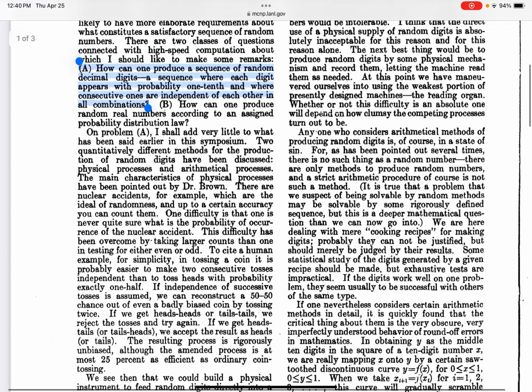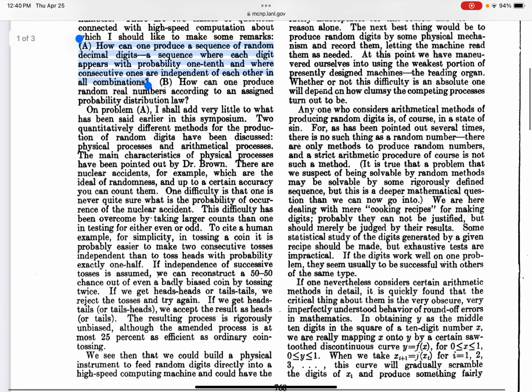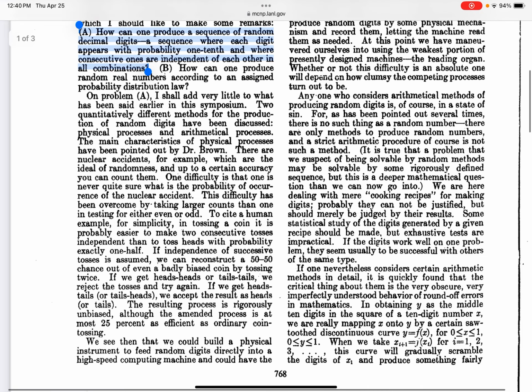And then he says, on problem A, I shall add very little to what has been said earlier, two quantitatively different methods: physical processes and arithmetical processes. Physical processes, something like in quantum theory, where there's random phenomena, like where an electron's going to be, the wave equation, stuff like that. I'm not too sure. But there are allegedly random, quote-unquote, processes in physical processes, or we speculate that there are random physical processes. And then there are arithmetical processes, which are processes that we construct in order to produce a random sequence.